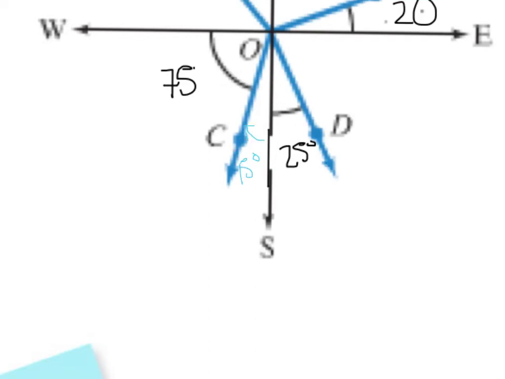And remember, that's our bearing coming in that direction. So we're on the south side of the north-south line. We're going towards the west at 15 degrees. So that's the answer for part B.